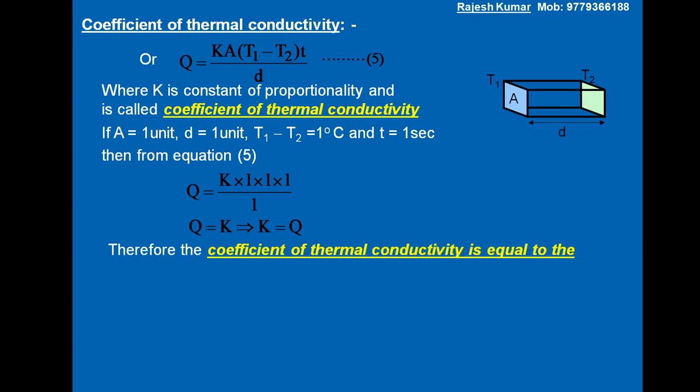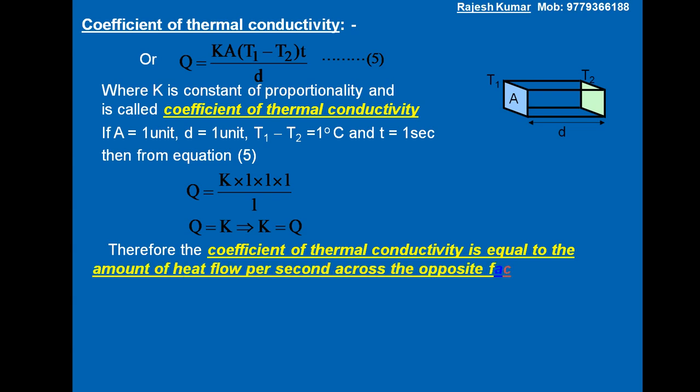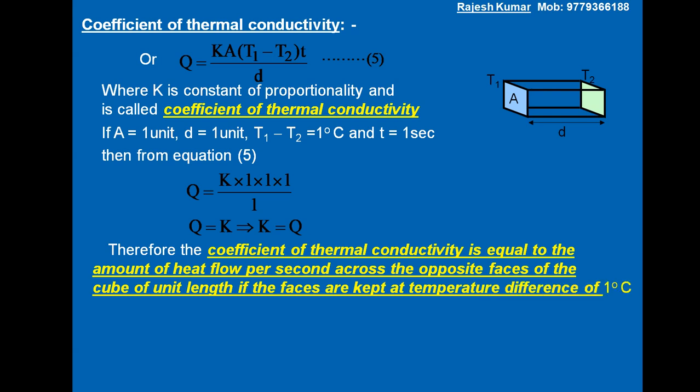Therefore, the coefficient of thermal conductivity is equal to the amount of heat flow per second across the opposite faces of the cube of unit length if the faces are kept at a temperature difference of 1 degree C. This is the definition of coefficient of thermal conductivity.